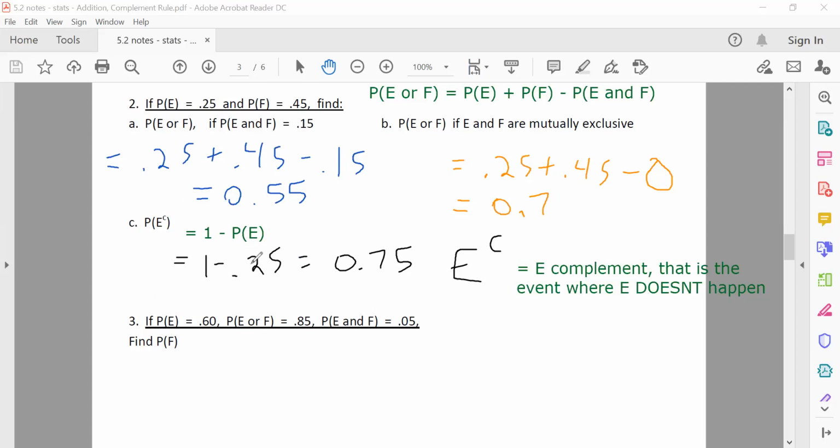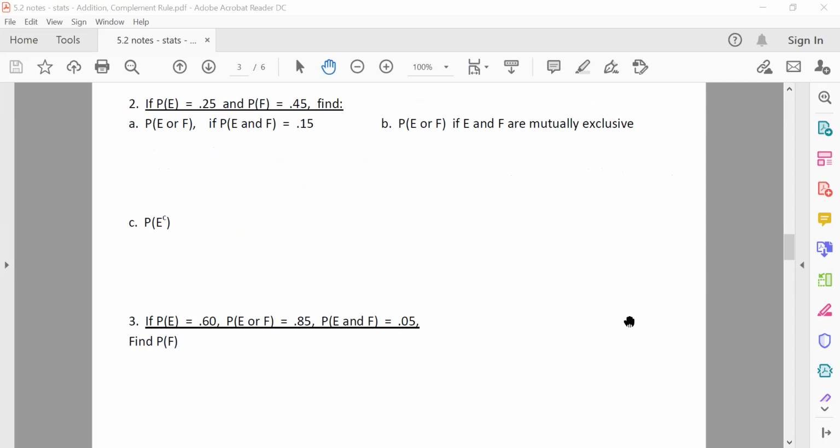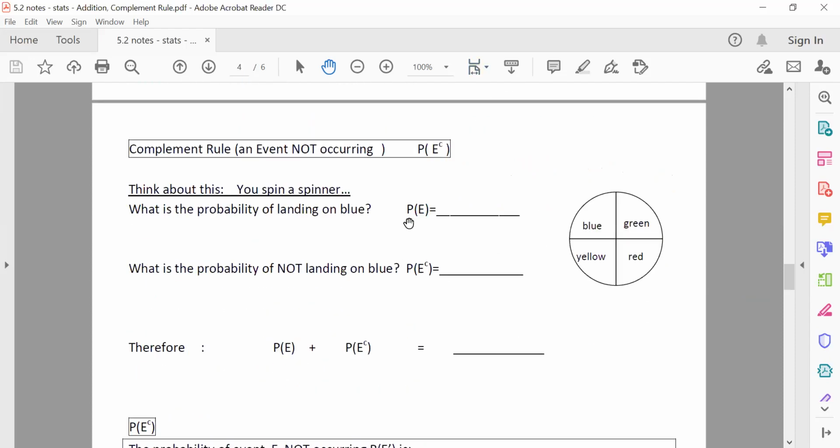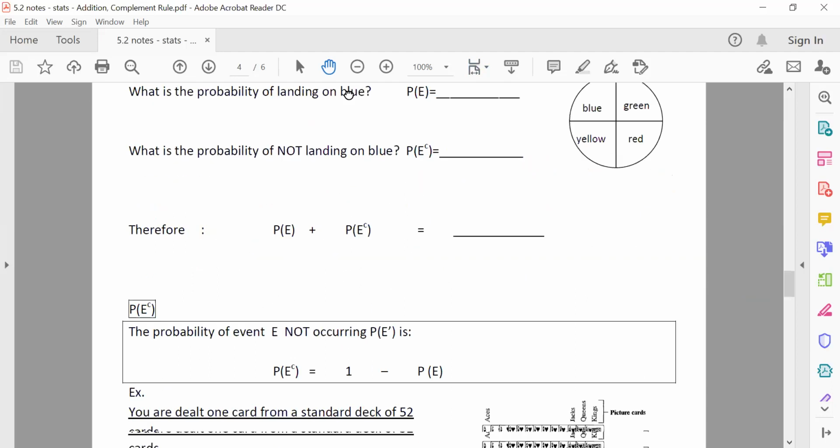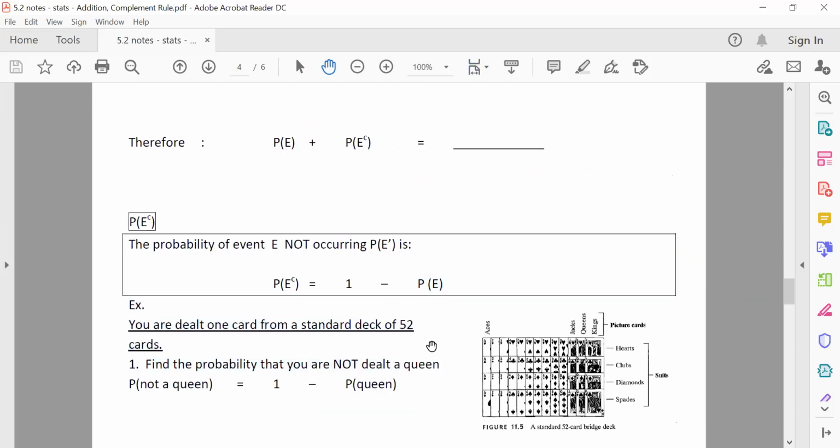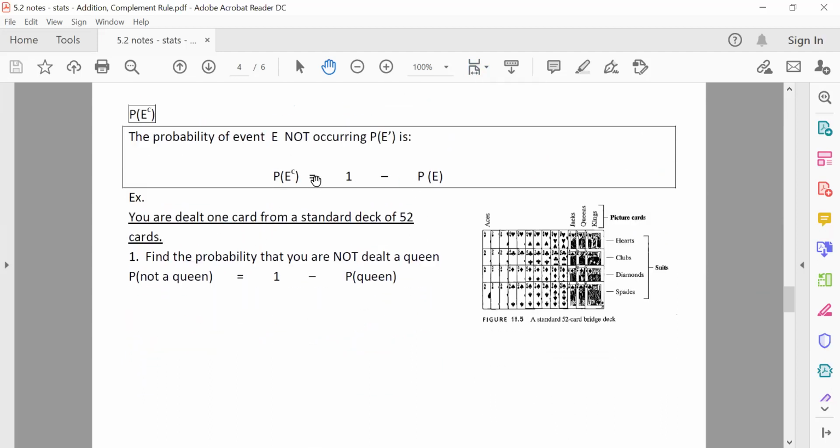So E complement, it's just saying E doesn't happen. And so this is the complement rule kind of put together. We're not going to spend too horribly much time dealing with it. You can use an apostrophe next to it, or you can use a C as if the letter C was an exponent on it. Either one of those is correct. They're just different notations, basically, at the end of the day.